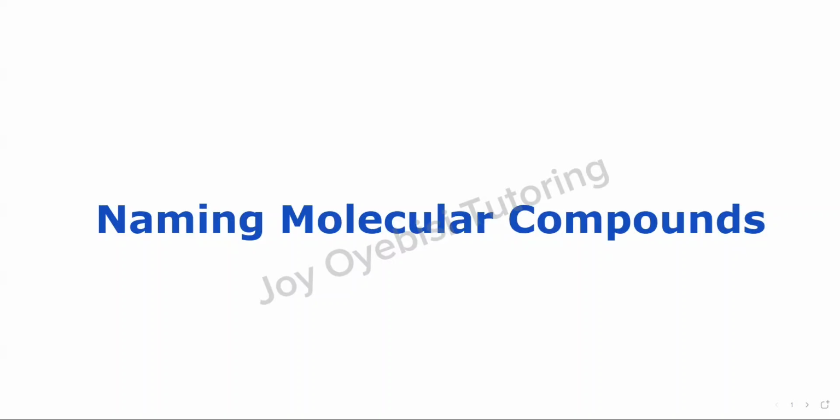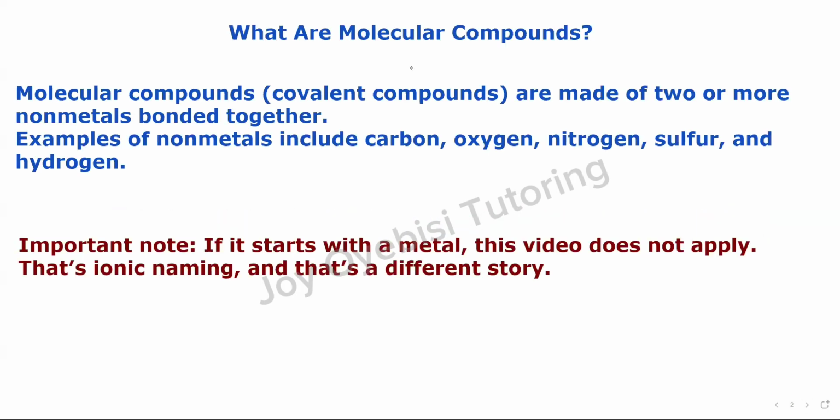In this video, I'm going to be showing you how to name molecular compounds. What are molecular compounds? Molecular compounds, which are also called covalent compounds, are compounds made of two or more non-metallic elements bonded together. Examples of non-metallic elements will include things like carbon, oxygen, nitrogen, sulfur, and hydrogen.